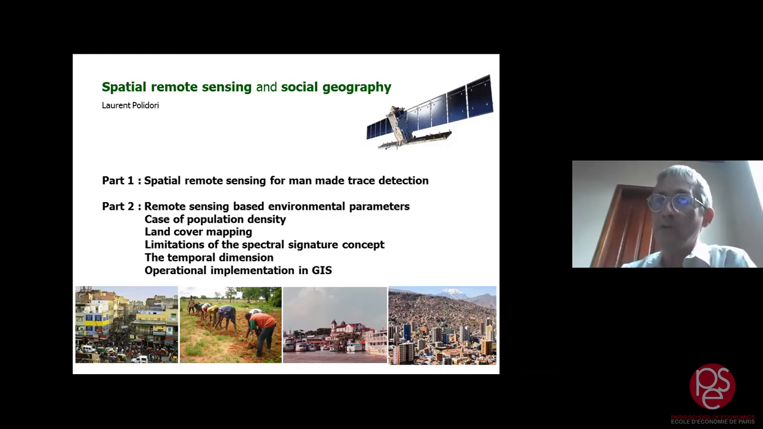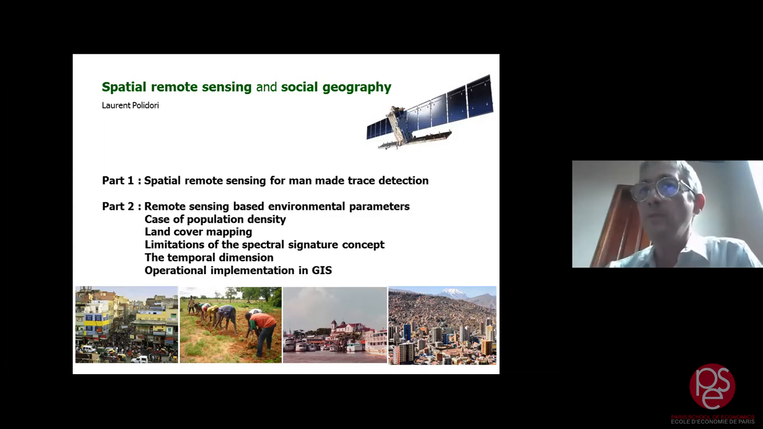And I will show some applications of operational land cover mapping, because traces on the ground, urban occupation, can be seen in land cover mapping. I will show that the limitations of land cover mapping are mainly related to the limitation of a concept that I defined last time, which is spectral signature, the way a surface behaves with regards to light reflection. And one of the most interesting ways to overcome this limitation is to take into account the temporal dimension, to show how things behave along the time. And to conclude, I will show how remote sensing is implemented in operational terms in the typical environment, which is the geographic information system. So this is more or less an overview of what I'm going to show now.